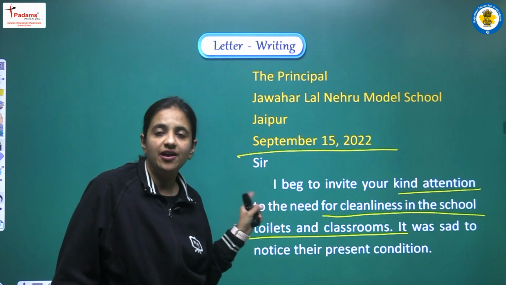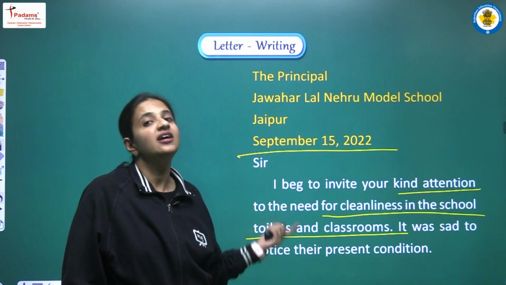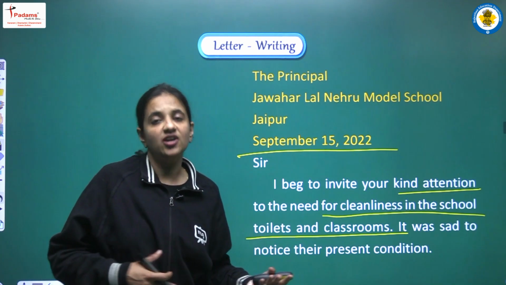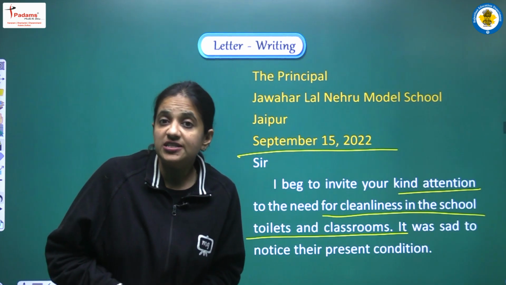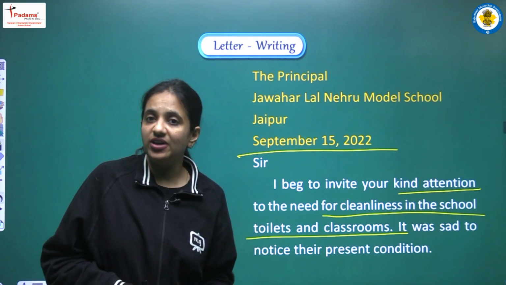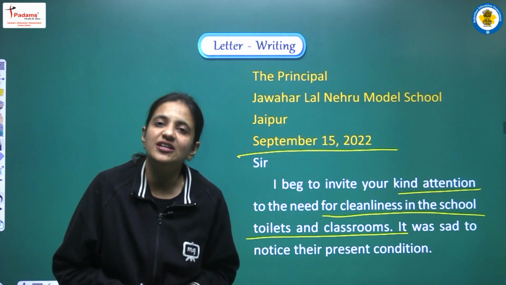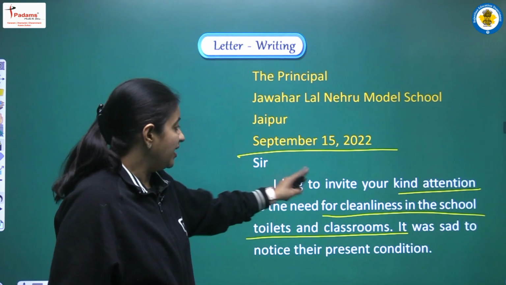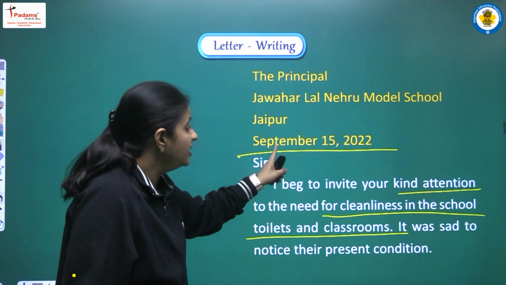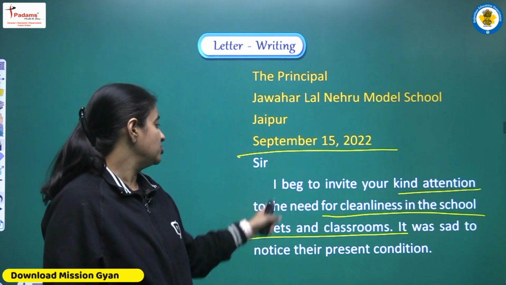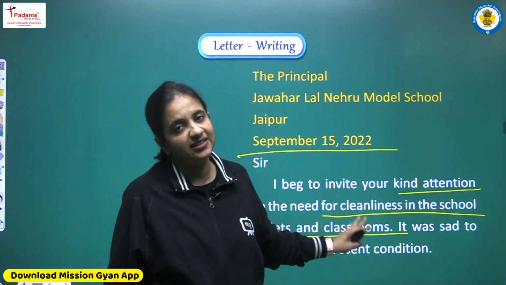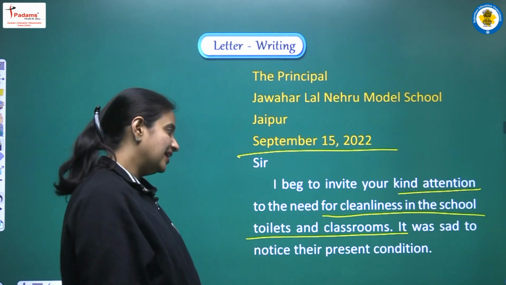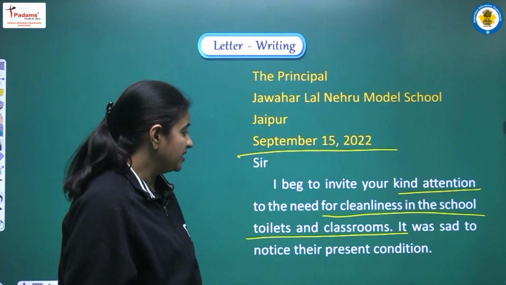In this line you have so many options. You can use any one here, like you can also write in this manner, that I want to draw your kind attention. Okay, or you can say that with a lot of respect I want to say this thing, I want to convey this thing. So there are so many options, so you can choose any line from these options. Here we are writing that I beg to invite your kind attention to the need for cleanliness in the school toilets and classrooms. These are the details that were given to us in the question. We are using the same details here. Next, it was said to notice their present condition.